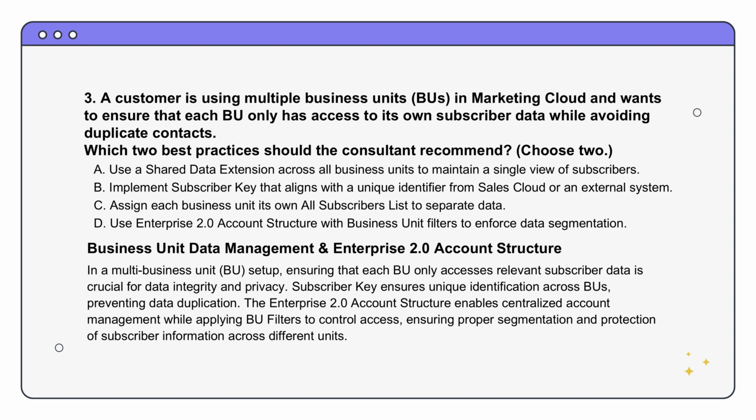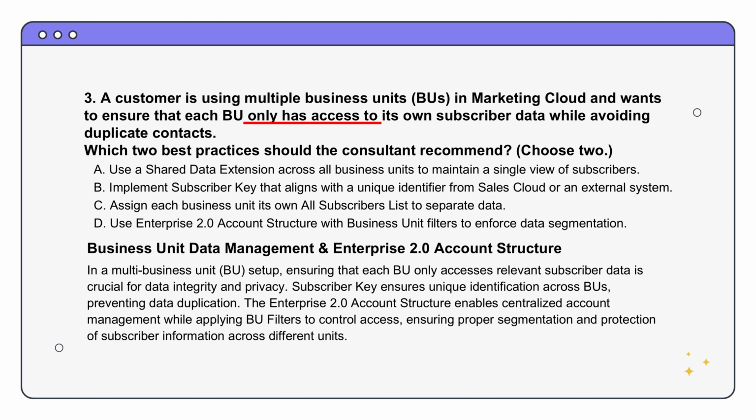This time we're dealing with a customer who has multiple Marketing Cloud business units. Multiple BUs, yes. And they need to make absolutely sure that each BU can only access and use the subscriber data that belongs to them. Data silos. Keeping things nice and organized. Right. And also avoiding any duplicate contacts across those different business units. So the question is, what are the 2 best practices to make this happen?